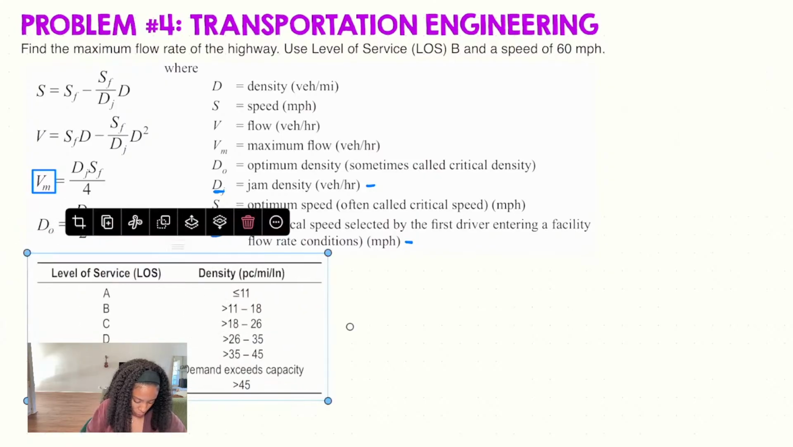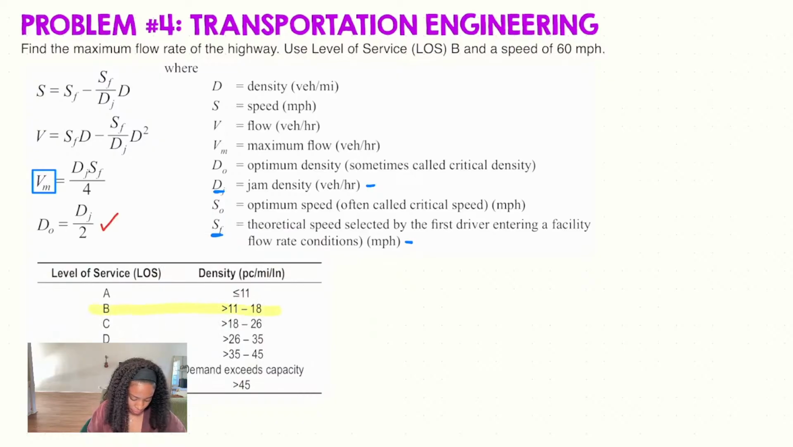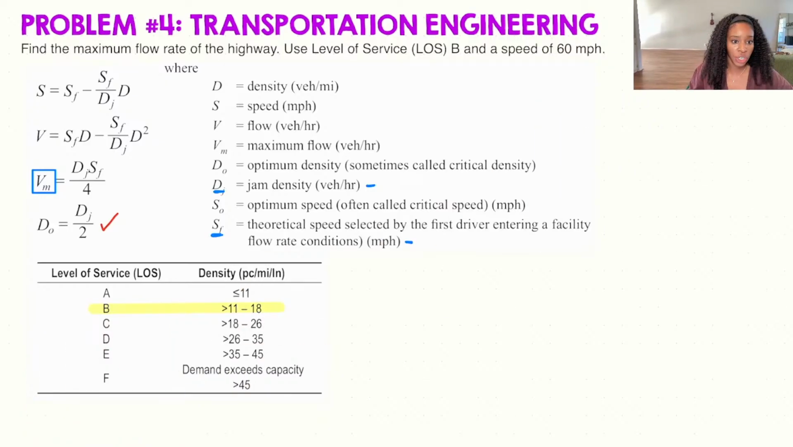Okay, so we are in level of service B, which gives us, in this table, a range of densities. But because the question is asking for the maximum flow rate of the highway, we're going to use the maximum density that we can have in level of service B, which is going to be 18 cars per mile per lane. All right, does that make sense to everyone how we found DO, the optimum density?